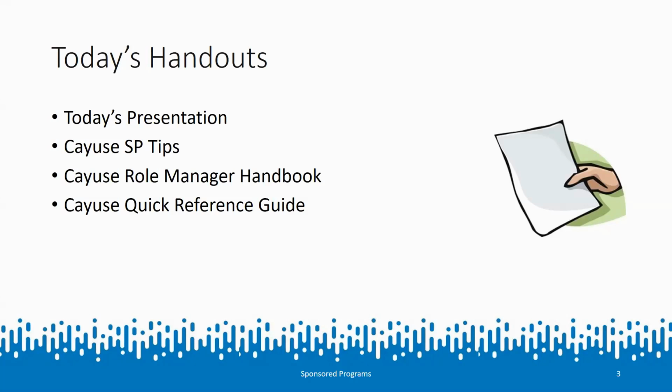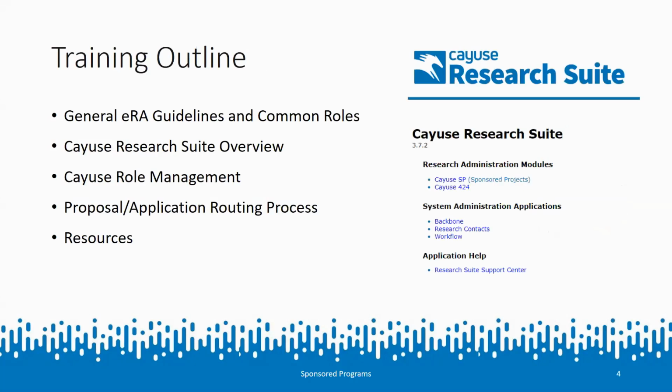All right. Okay, so here's what we're going to do. We are going to talk about some general electronic research administration guidelines and common rules. I say ERA constantly. That is an acronym that is just so much easier than saying the whole term. We'll talk about the Cayuse Research Suite overall, which I think all of you have heard my spiel, but you will hear it again. We'll talk about role management. We'll talk about the proposal and application routing process in SP and 424, and we'll talk about resources.